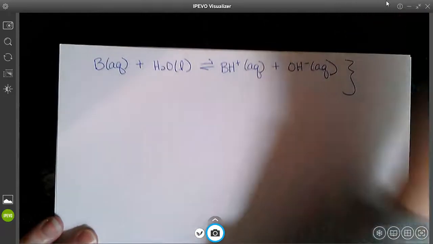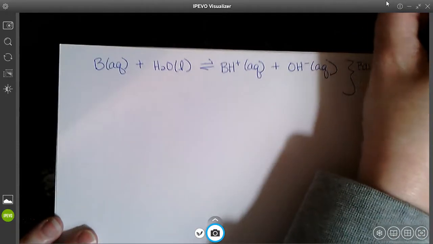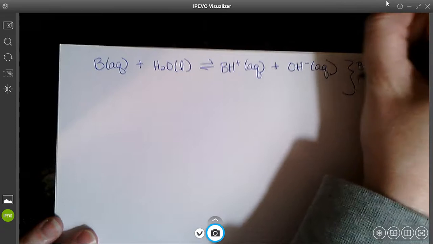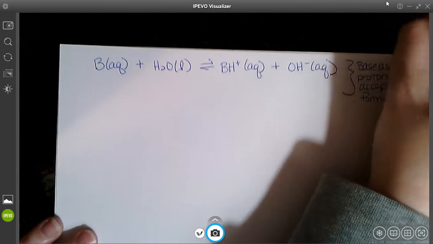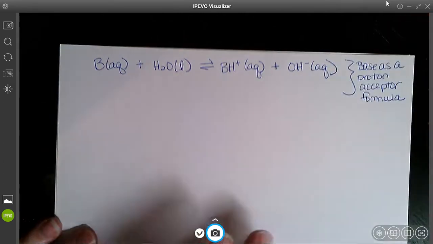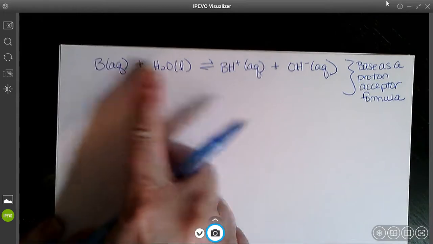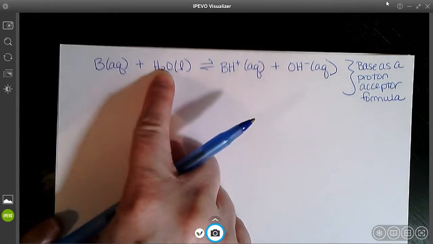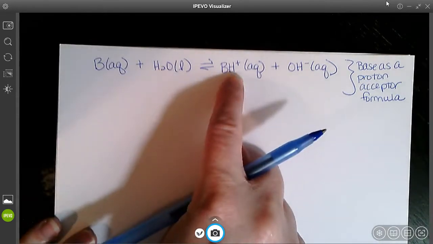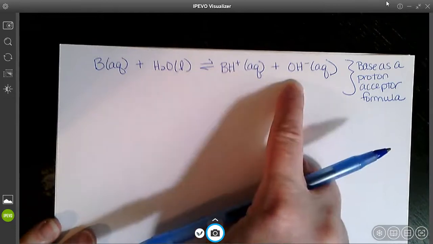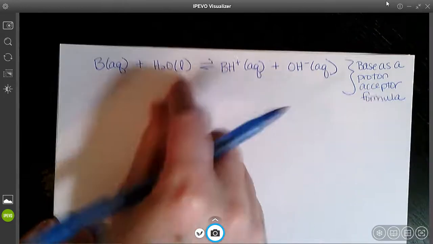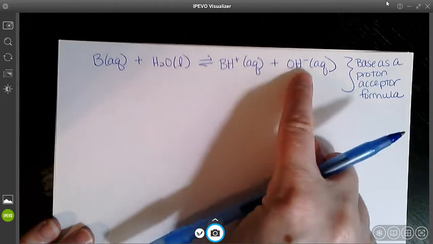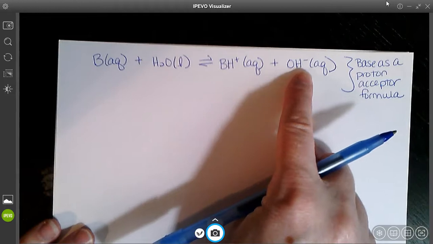So this is the base as a proton acceptor formula. The biggest thing is it's the base that's always reacting with water to form the base with an extra hydrogen and a hydroxide. You're always going to make a hydroxide because the water, as you can see, broke apart and a piece of the water went here. The rest is the hydroxide over here.